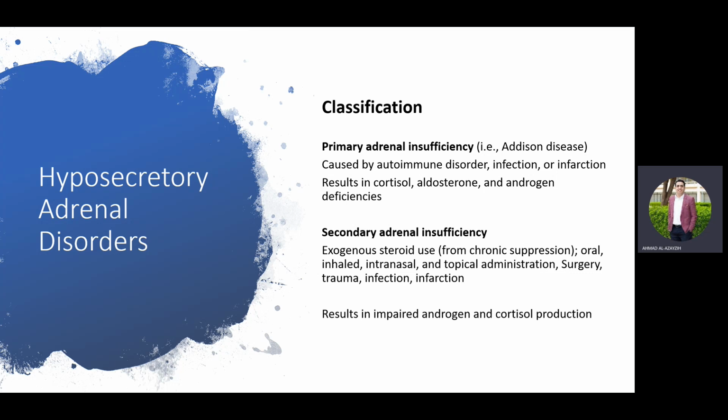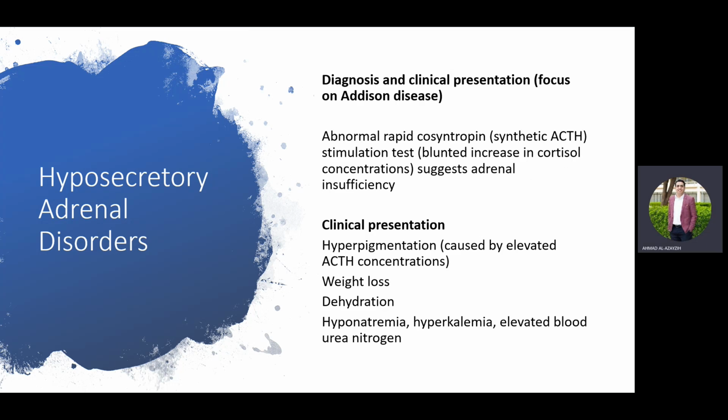Now, the hyposecretory adrenal disorder, or adrenal insufficiency. A primary adrenal insufficiency, we call it Addison disease. Addison disease is caused by autoimmune disorder, infection, etc. Secondary adrenal insufficiency is due to exogenous steroid use. This will lead to adrenal insufficiency with time. So the problem now, we have impaired androgen and cortisol production. You don't have enough cortisol or androgen level in your blood.